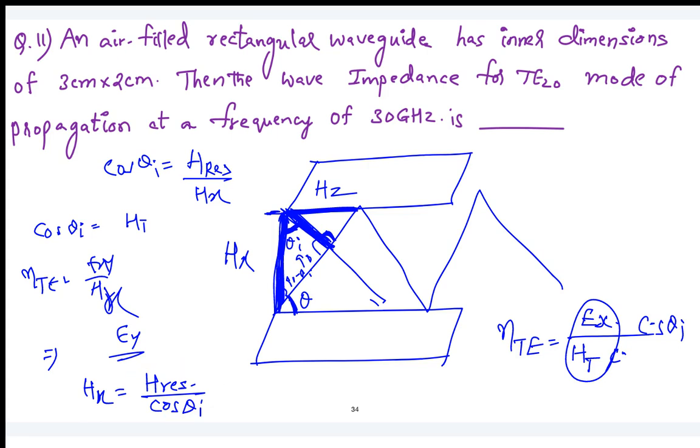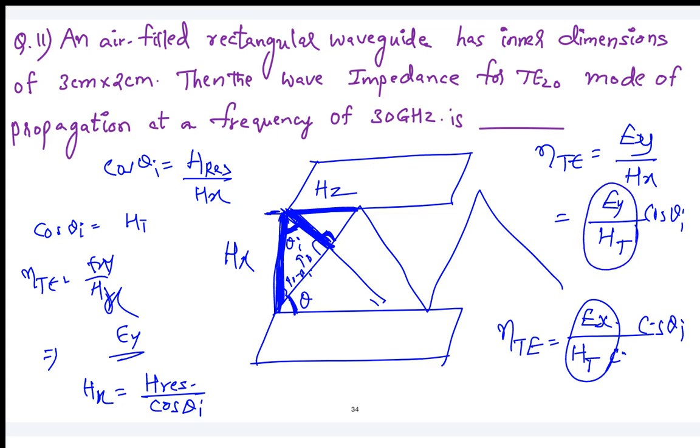Okay. In that case, your wave impedance is equal to Ey by hx. Hx can be written as the resultant divided by the cos theta I. So cos theta I can come in the numerator. So you know that Ey by ht is basically the wave impedance in free space, because between the plates you will have the free space. So whatever the electric field in y direction and the magnetic field in the resultant direction, that will be equal to 120 pi. Okay, then you can substitute that value. So eta te, you are going to get it as 120 pi into cos theta.